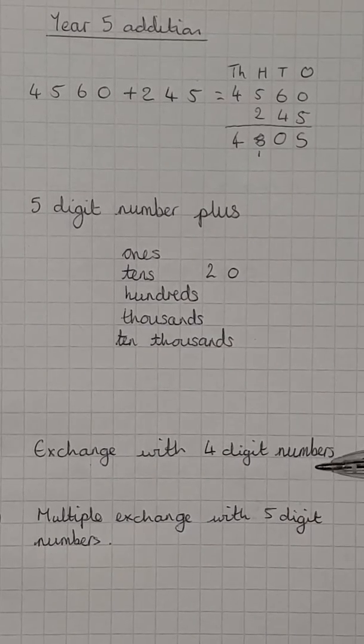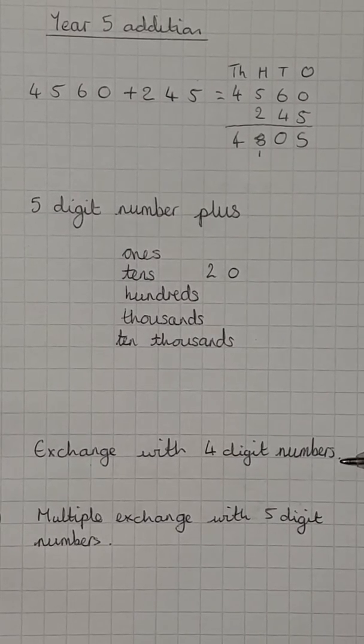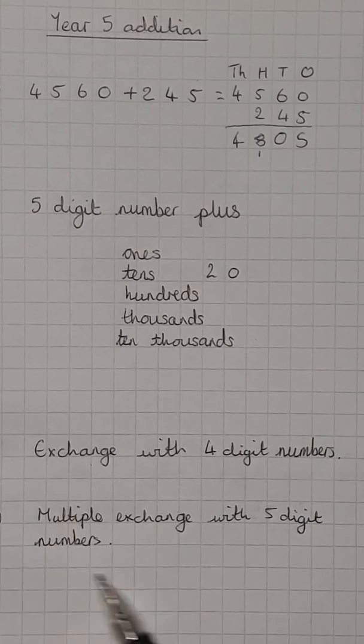And then move on to exchanging with 4-digit numbers. So using a 4-digit number plus a 4-digit number, or even a 5-digit number plus a 4-digit number, starting to exchange, and then finishing with multiple exchange with 5-digit numbers. So I'll go through a few examples with you now.